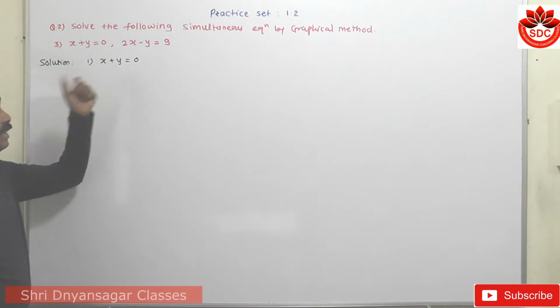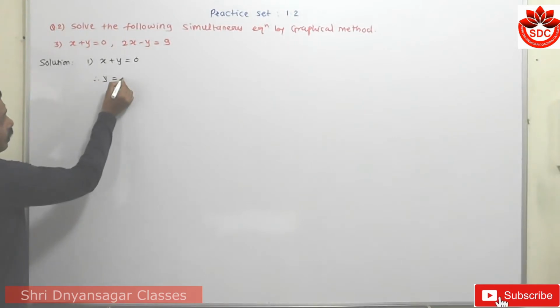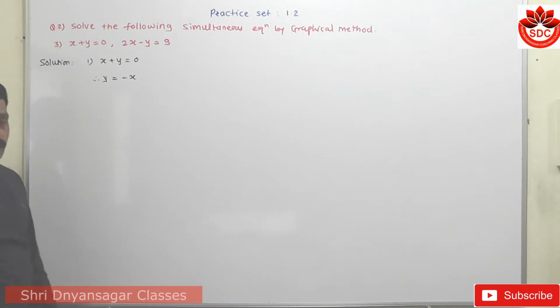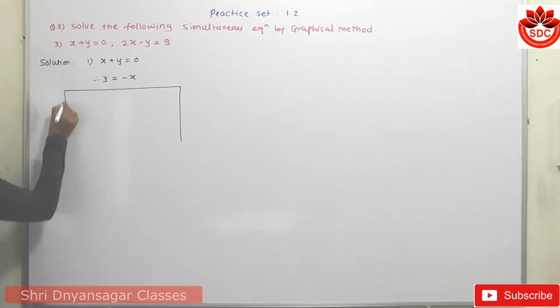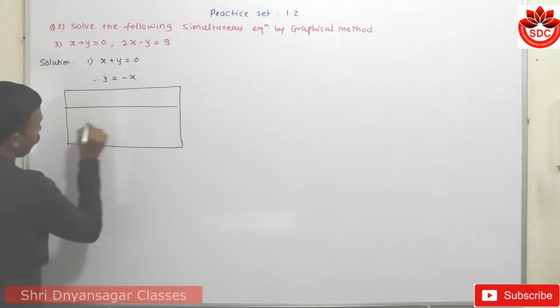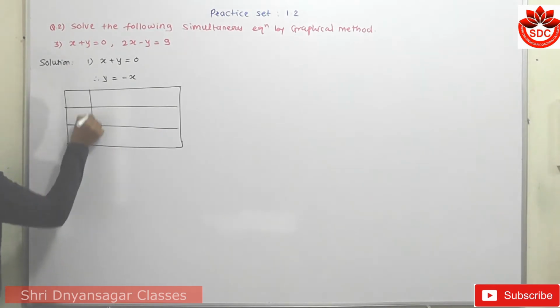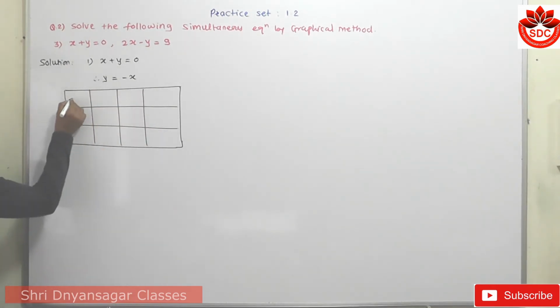Student, we can rearrange this equation. When we transpose this x to the other side, y is equal to 0 minus x. So I can directly write here minus x. Now take any three numbers of x. We can find out the value of y by using these three values of x.